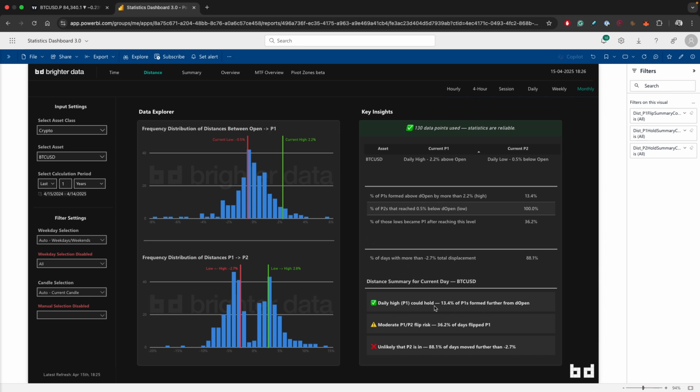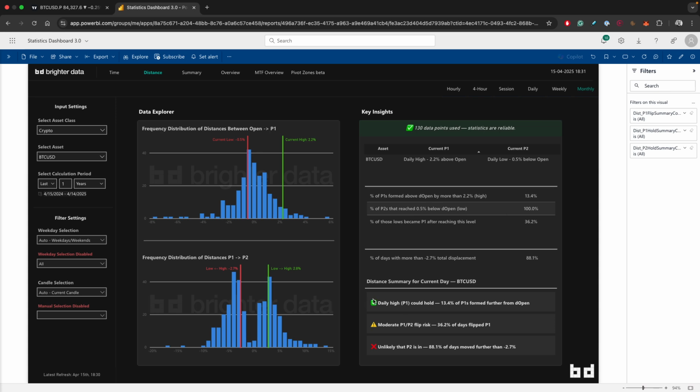If this one is very high, say 95%, then you know that 95% of days put in a P1 further than what we've currently done. So it is much more likely to form a P1 P2 flip than if this was lower. In this case, it could hold because we've already gone quite far. So a high value for this, and this is not a metric we were actively using, it was available, but a high value means a much higher probability for a P1 P2 flip.